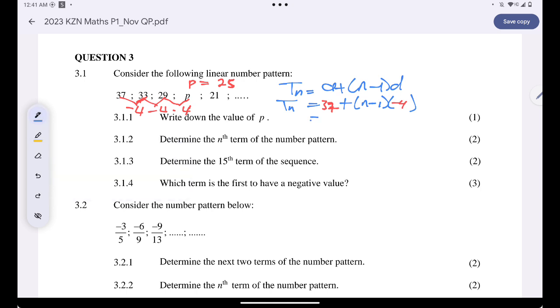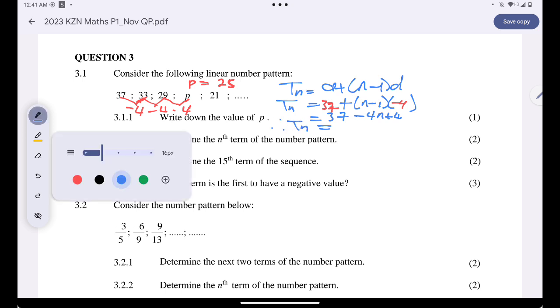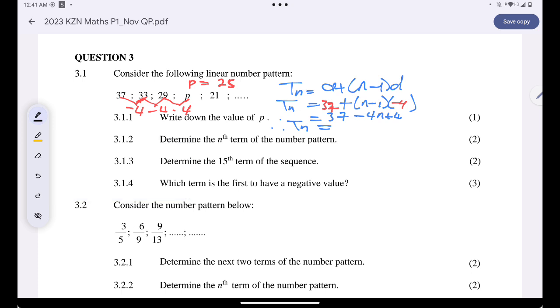This simply means that I have 37 minus 4n plus 4. So therefore my Tn, let me write it in black, 37 plus 4 is 41, minus 4n. That's how I find my nth term.